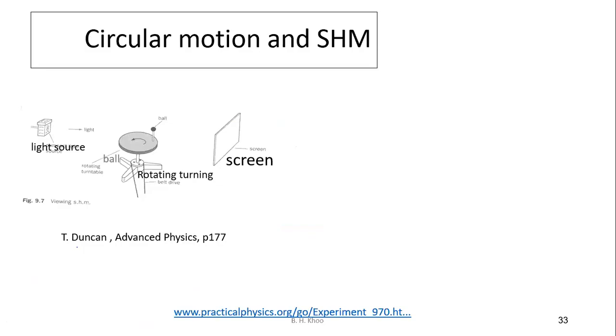Right, for info only. Same right here. You can shine light there. There's a screen in the dark room there, and you look at the ball there. As the turntable moves in circular motion, the shadow of the ball moves in simple harmonic motion.